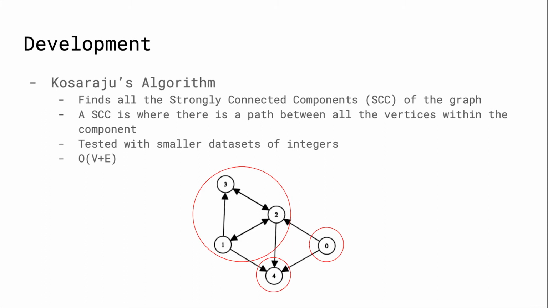The way we tested Kosaraju's algorithm is by using a small data set of just integers, which again can be represented by that small diagram below. And we found that the big O runtime of Kosaraju's was O of V plus E, where V is vertices and E is edges.